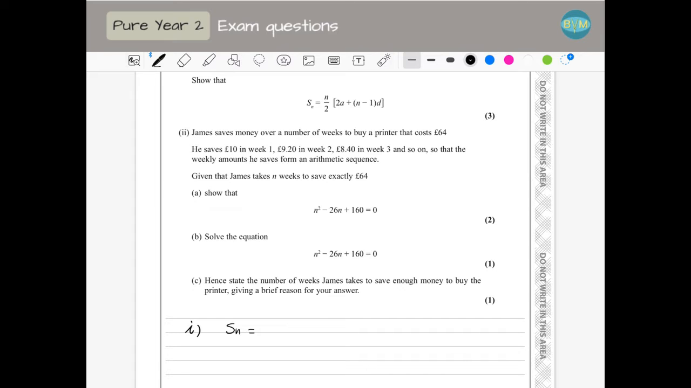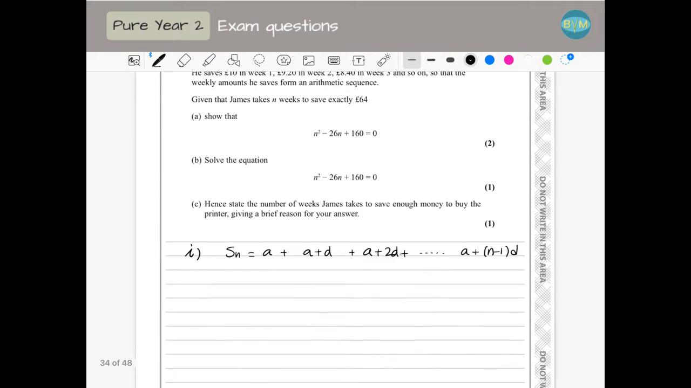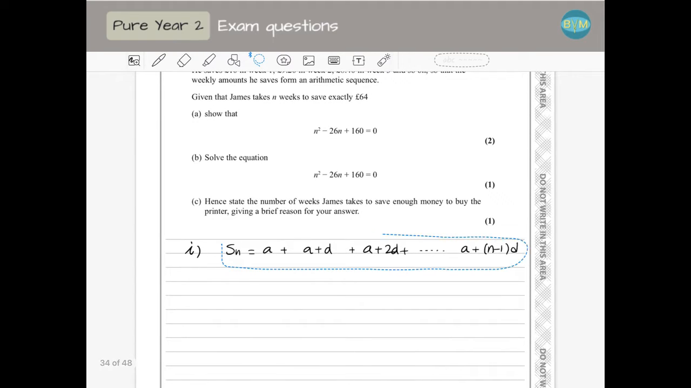You know the first term of the arithmetic sequence is A, the second one is A plus D, the next one is A plus 2D, and so on until we arrive at the last one that is going to be A plus (n minus 1)d. So this is the first term, second term, third term, nth term. We are going to write this again below, but in opposite order, starting with the last term.